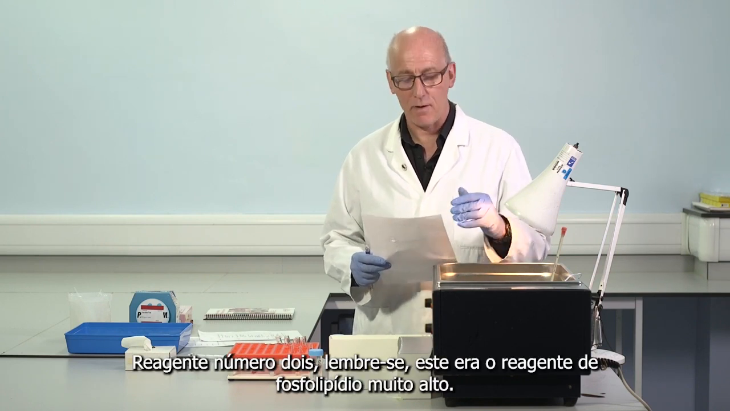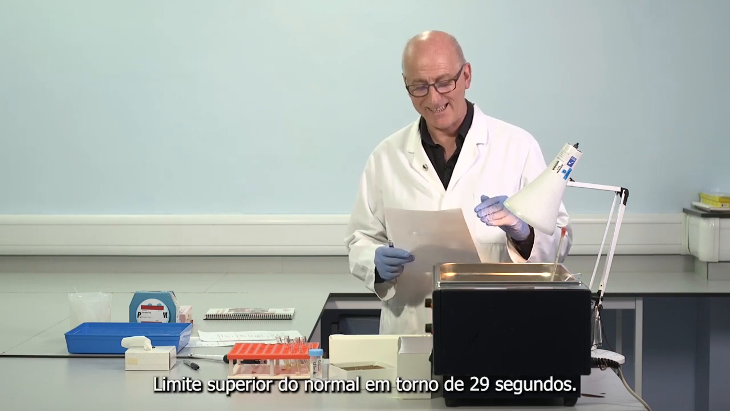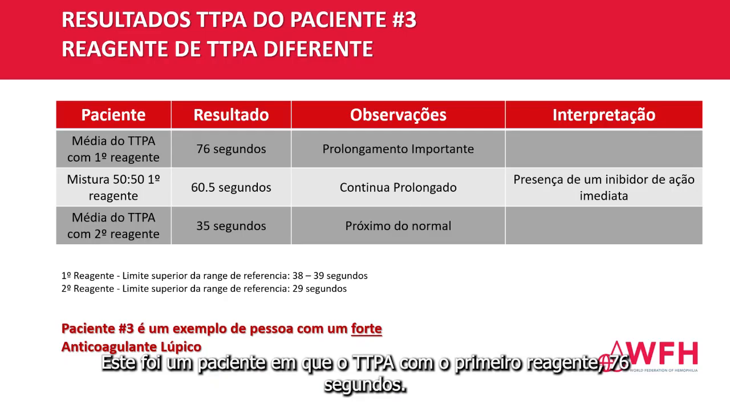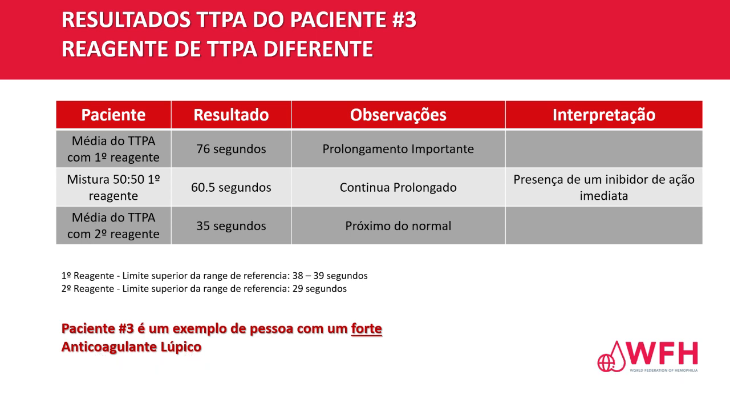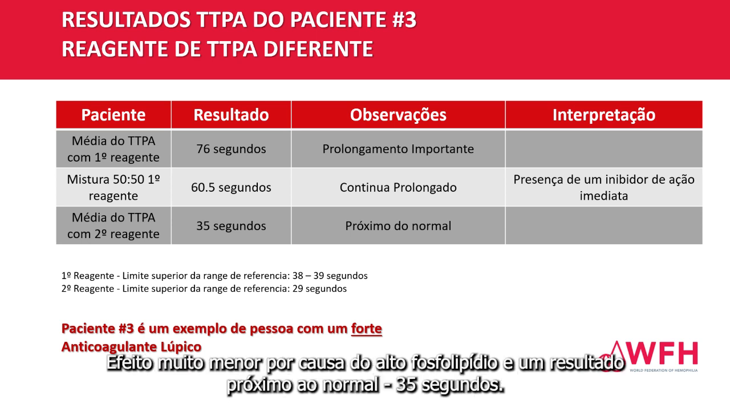Reagent number 2, remember, this was the very high phospholipid reagent. Upper limit of normal, around 29. This was a patient in which the APTT with the first reagent, 76 seconds. Gross prolongation, very poor correction, 59-60 on the 50-50 mix, immediate acting inhibitor. Now we've got further confirmation. APTT with this second reagent, very high phospholipid, very insensitive to lupus anticoagulant, much less effect because of the high phospholipid, and a result close to normal, 35.